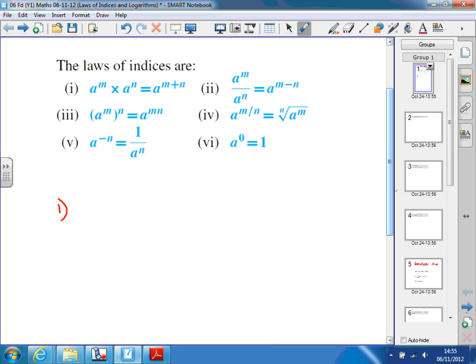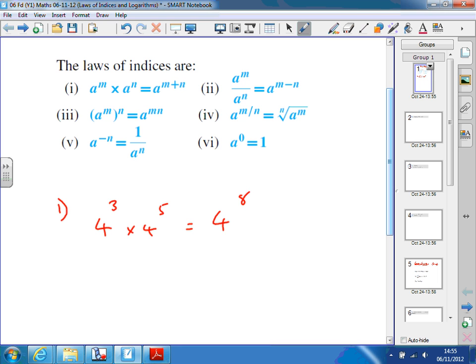The important thing to remember about these is that the a, which is the base, has got to be the same. So in other words, if I have something like 4 to the power 3 multiplied by 4 to the power 5, then that's the same as 4 to the power 5 plus 3, which is 8. So you add the powers. If you multiply two things where the base is the same, you add the powers.